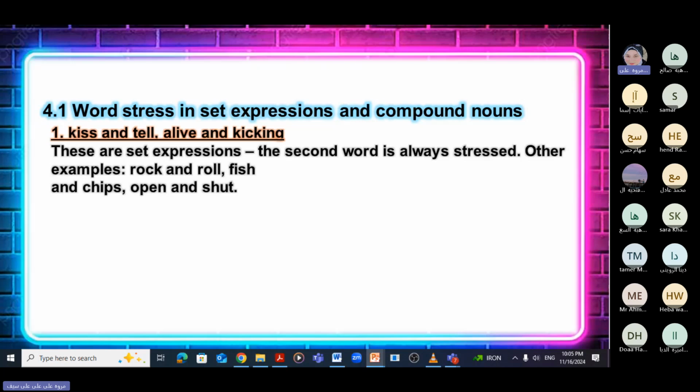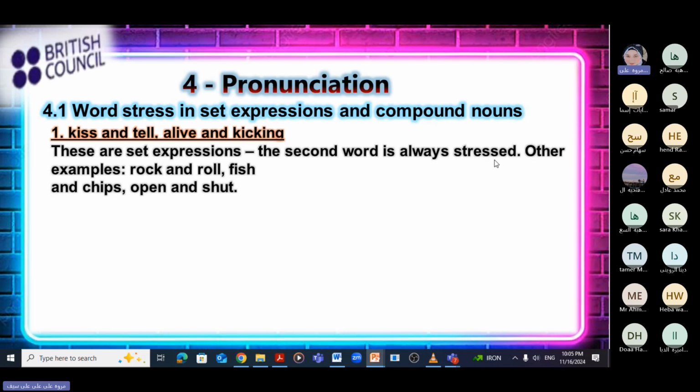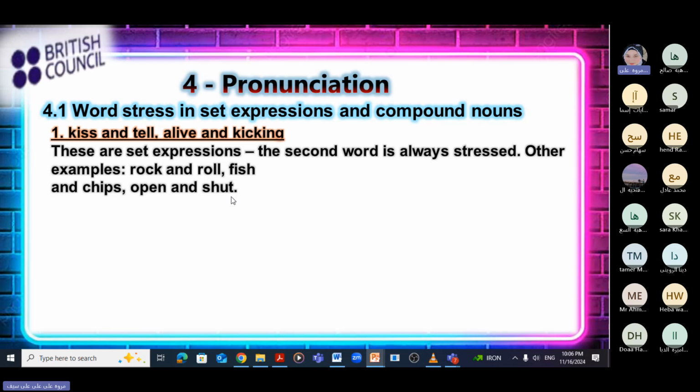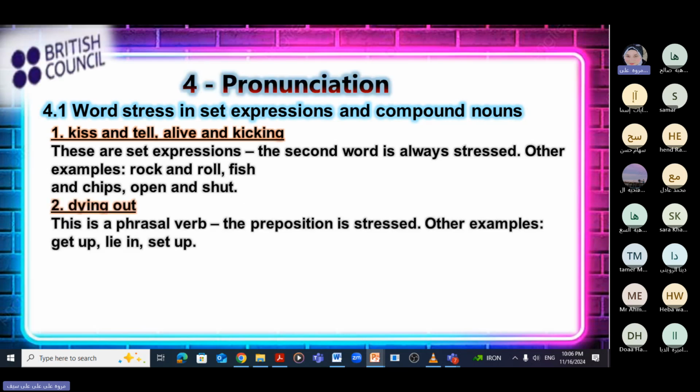If we have the set expressions, the fixed expressions, the second word is always stressed. Other examples are rock and roll, fish and chips, open and shut. So the second word will be stressed. The second rule is for phrasal verbs. In phrasal verbs like dying out, the preposition is stressed. Other examples are get up, lie in, sit up, like this, okay?